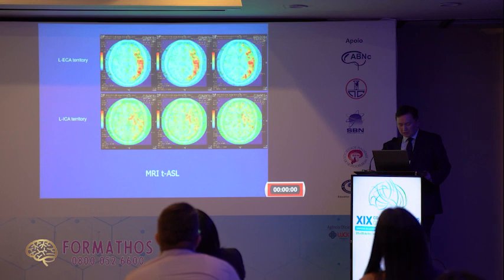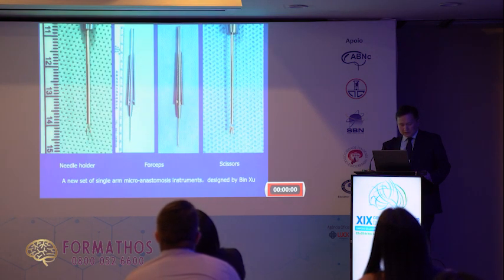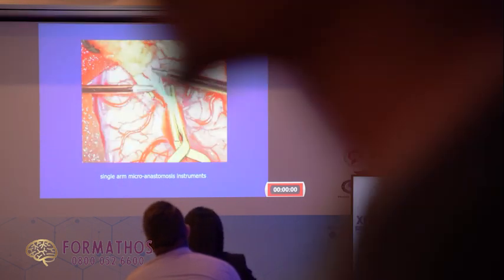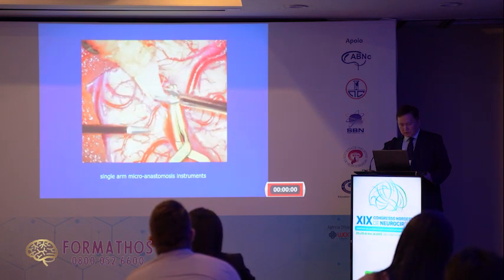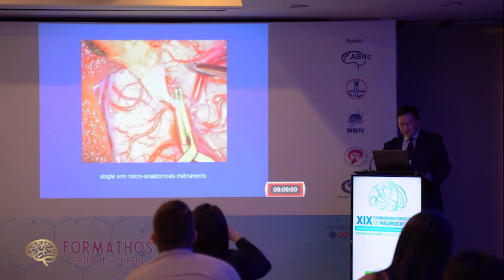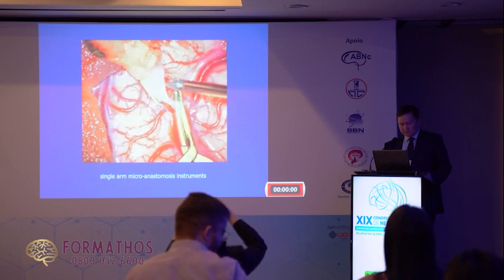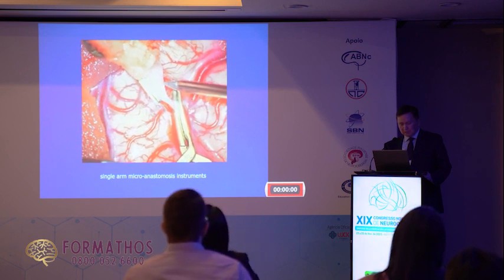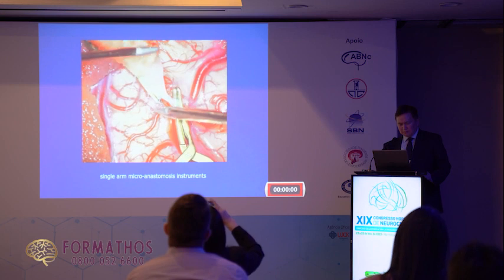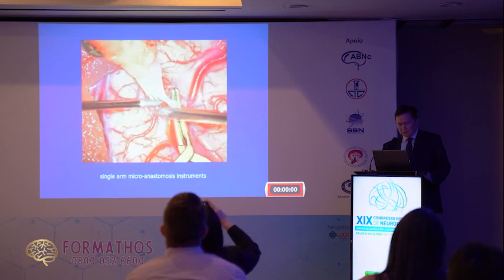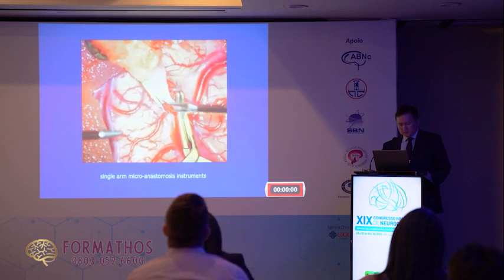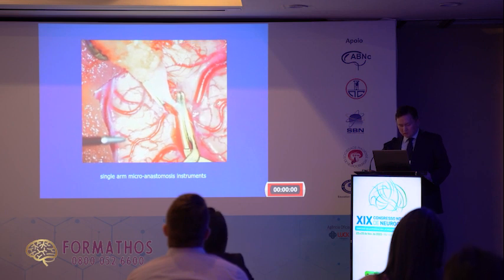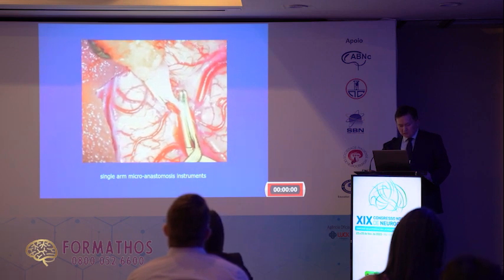Now with the ASL sequence, we can tell which territory was fed by the ECA and which territory was fed by the ICA. So I designed this new set of single-eye microanastomosis instruments. This is a video to use micro clips and the micro needle holder. You can see I designed the tip of the micro instruments wider than the classical ones, so the risk of cutting the suture is less.